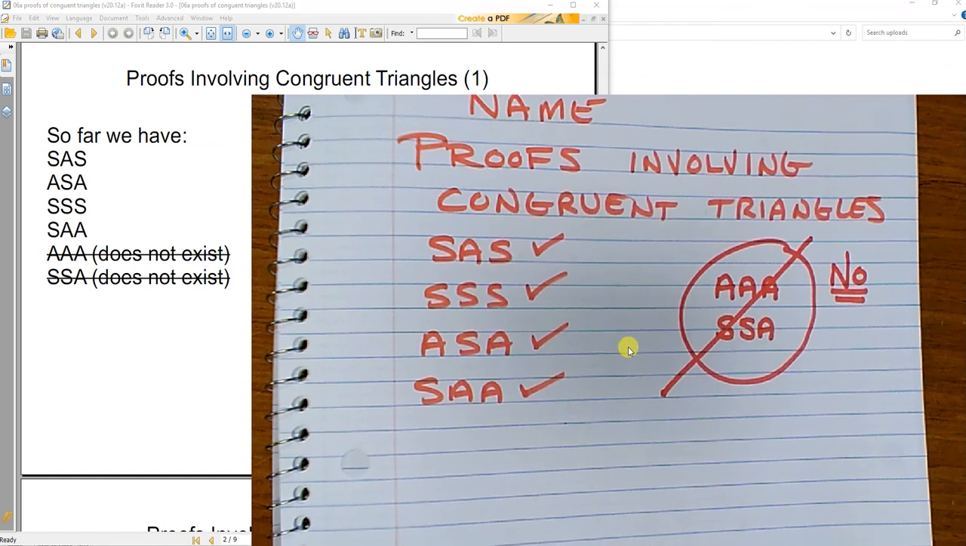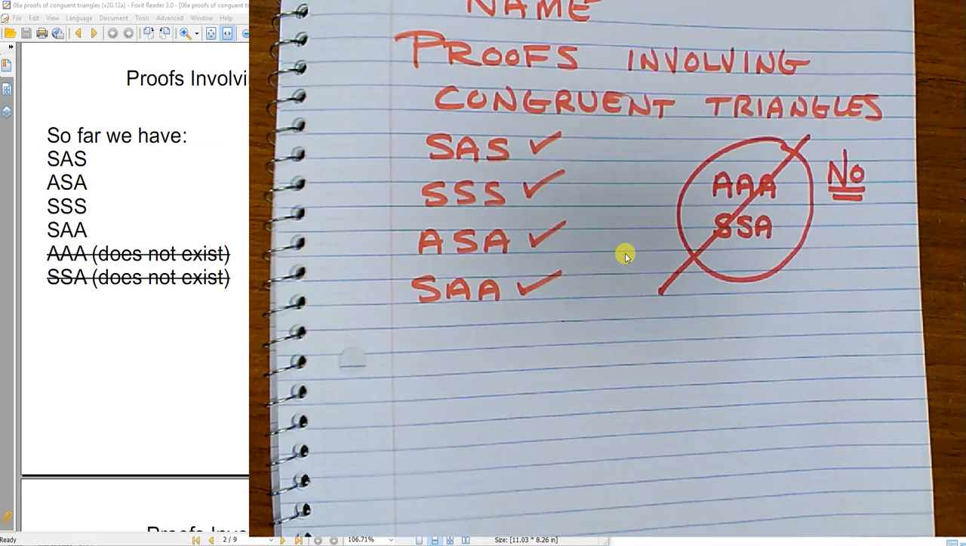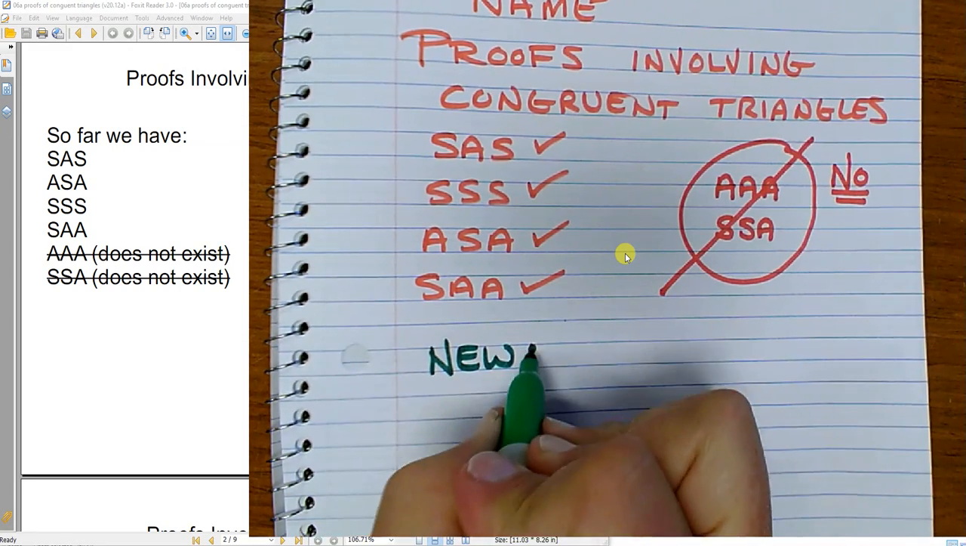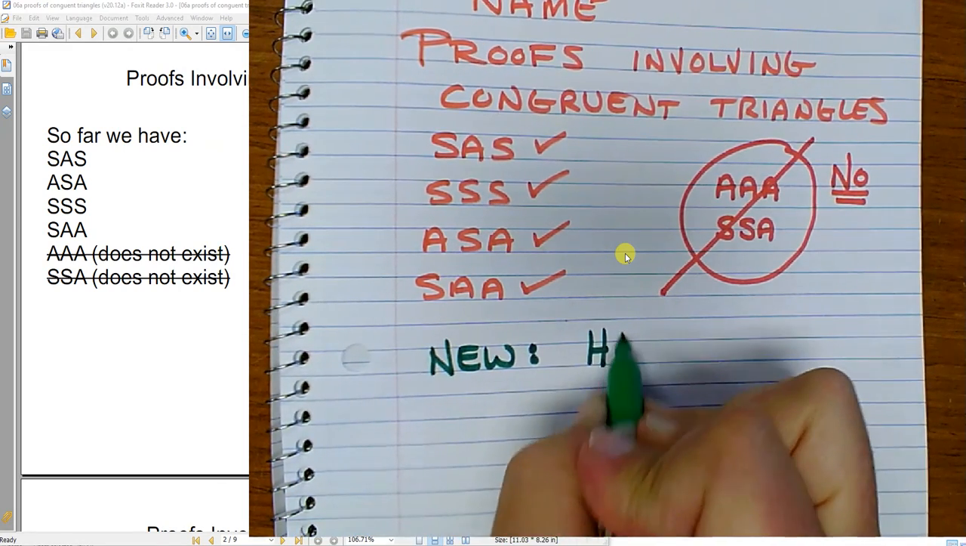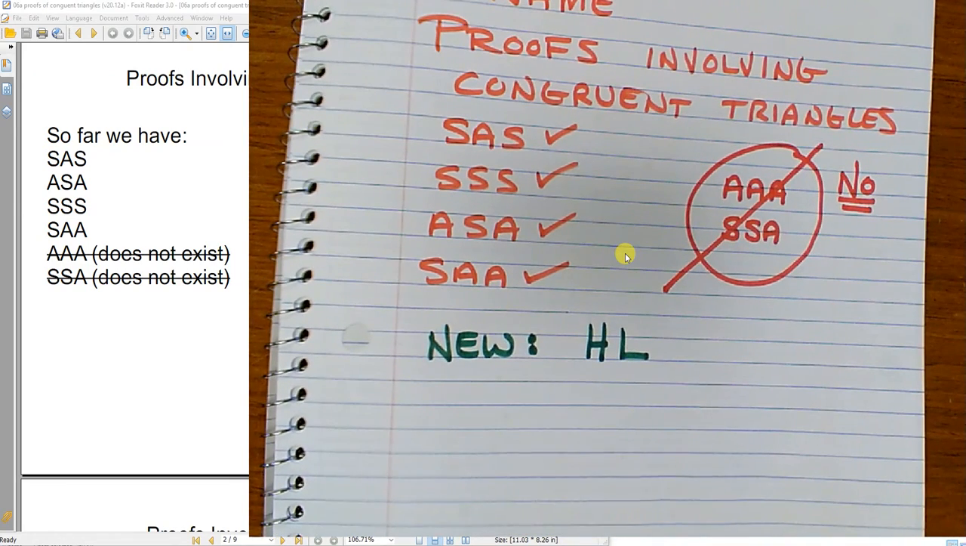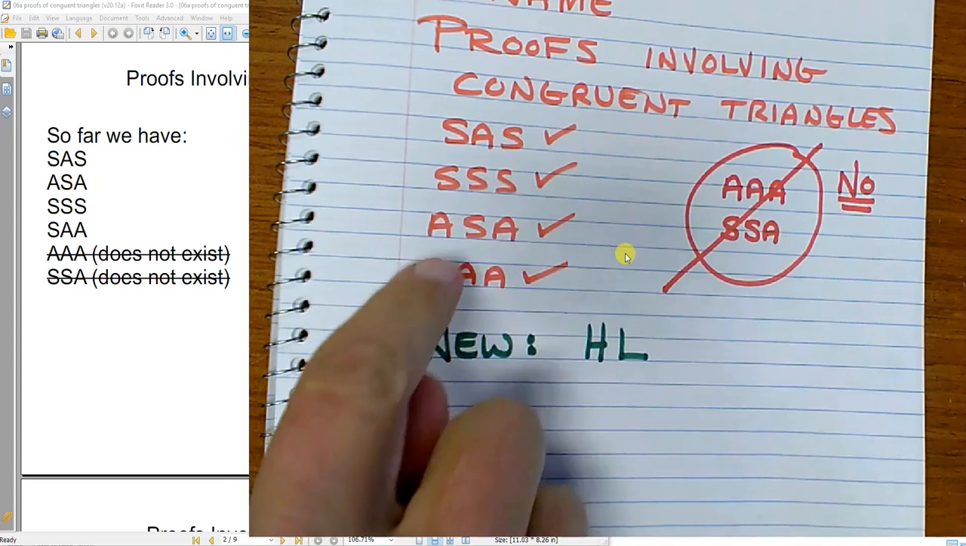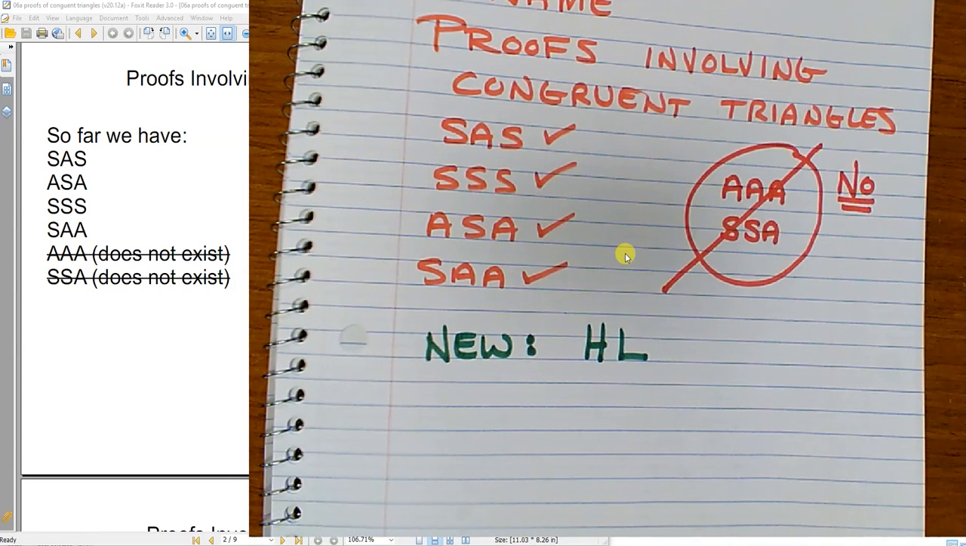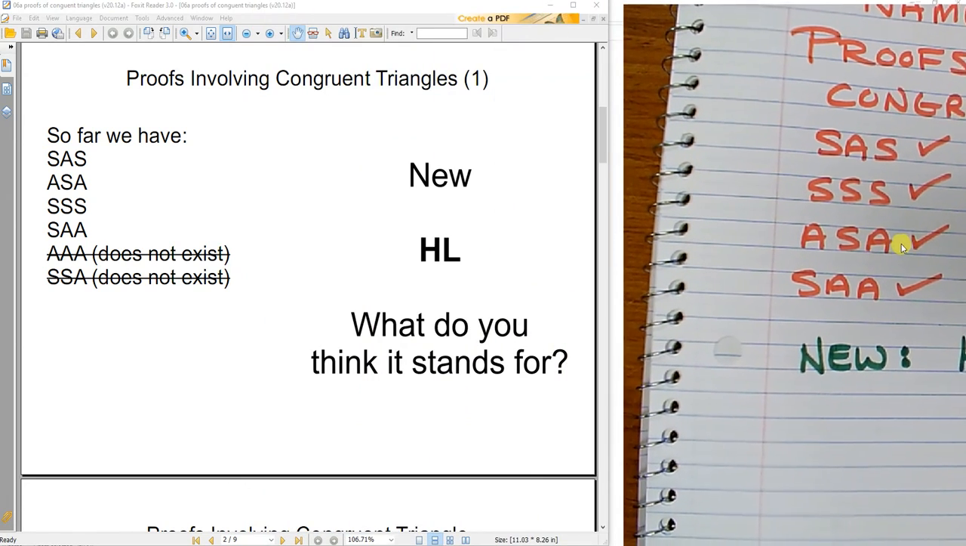And what we're going to add today is a new one called HL. New and exciting. HL. What do you think HL could stand for? Side, angle, side, side, side, side. HL. It's not angle, and it doesn't mean side. It stands for hypotenuse leg.